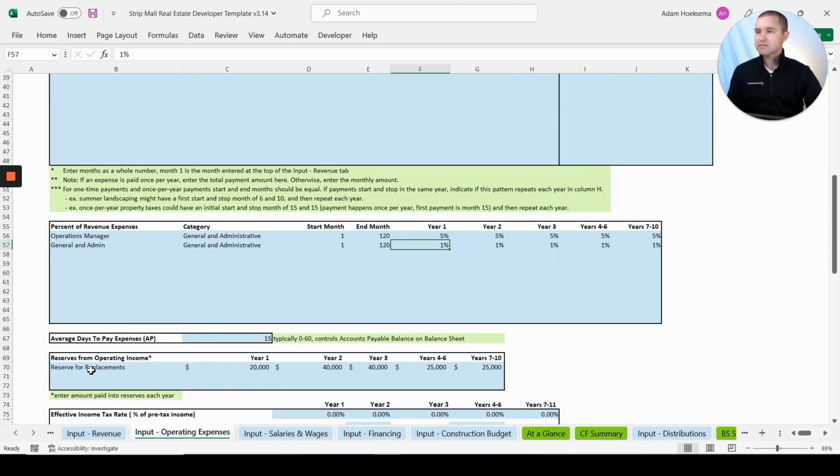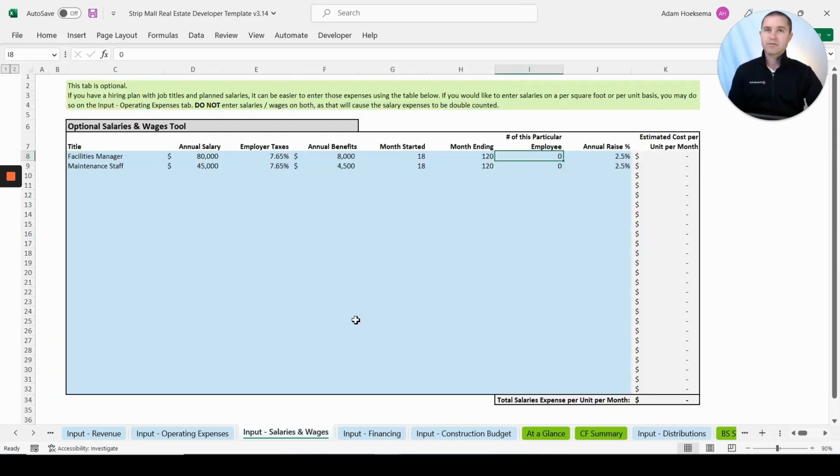Okay, and then last thing on this page is you can set aside a reserve for replacement. So we're going to say, hey, yeah, let's put some money away each year as a reserve for replacing HVAC units or the roof, the parking lot, those sorts of things. So this is where you can assume some reserve for replacement assumptions each year.